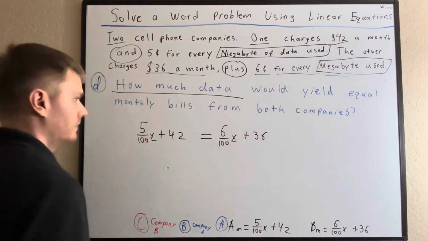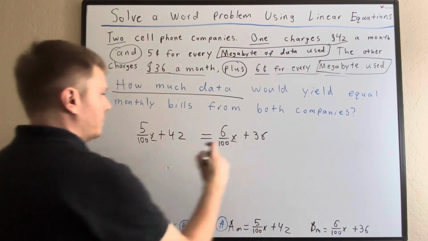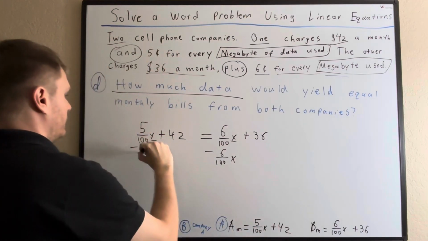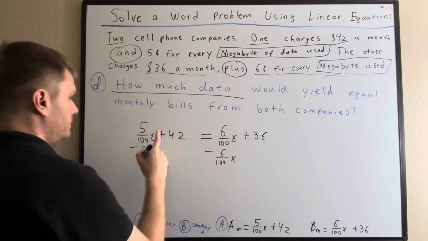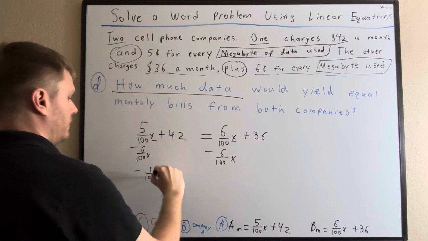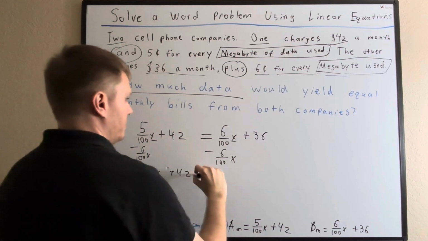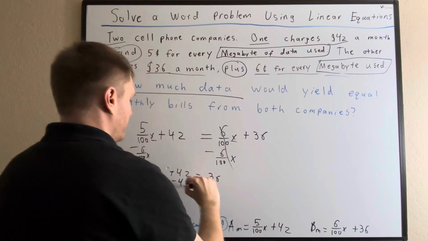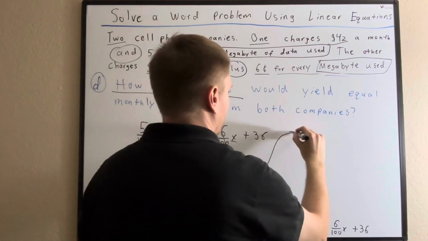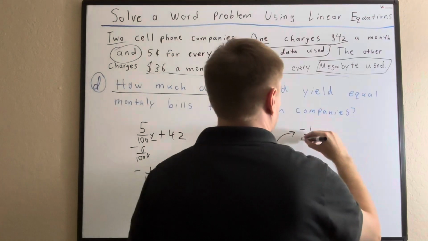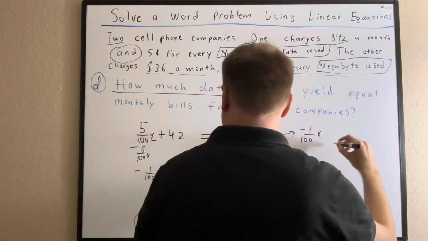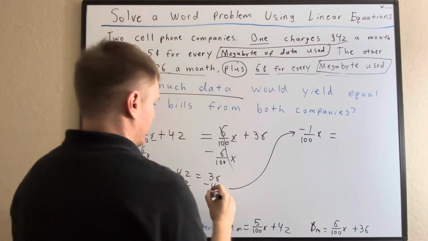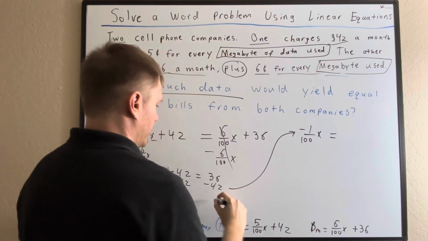Well, let's get to solving for x then. Let's get x over on the left. Subtract 6/100ths of x. Subtract 6/100ths of x. So we get negative 1/100th of x plus 42 equals 36, right? Because this canceled out. Subtract 42, subtract 42. Let's move this over here. Rewrite. Negative 1 over 100 times x equals 36 minus 42. Ew. It's going to be negative.